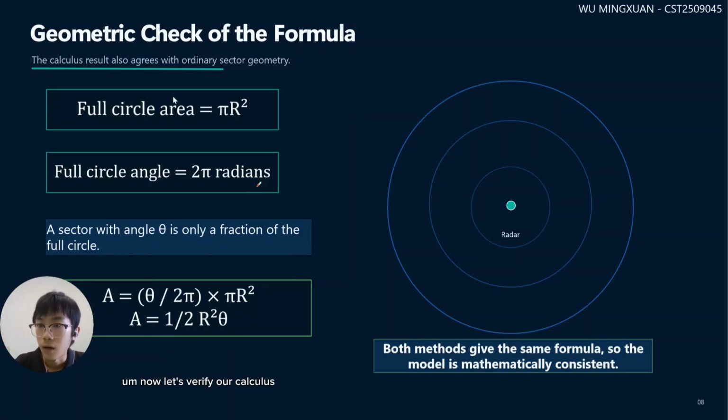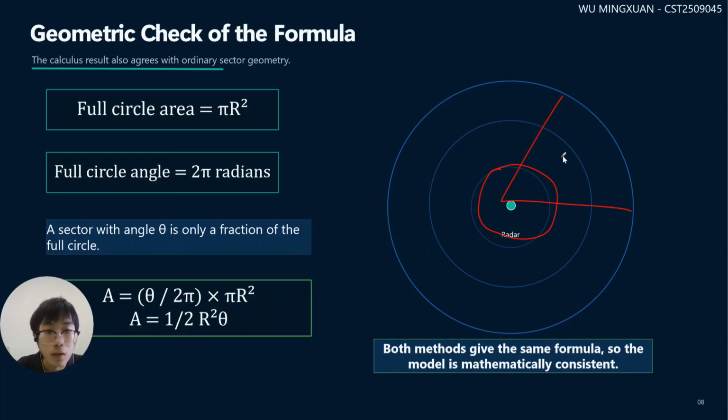Now let's verify our calculus results using a simple geometric approach to ensure our model is consistent. We know the area of a full circle is pi r squared, and its corresponding full angle is 2 pi radians. Our radar scans only a sector of this circle with angle theta. Geometrically, this sector is simply a fraction of the full circle, specifically theta divided by 2 pi.